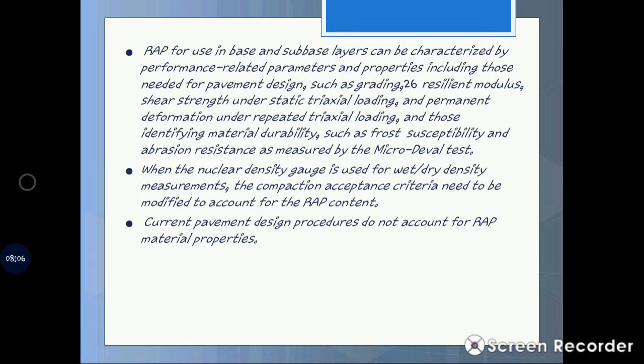When the nuclear density gauge is used for wet or dry density measurements, the compaction acceptance criteria need to be modified to account for the RAP content. Current pavement design procedures do not account for RAP material properties.